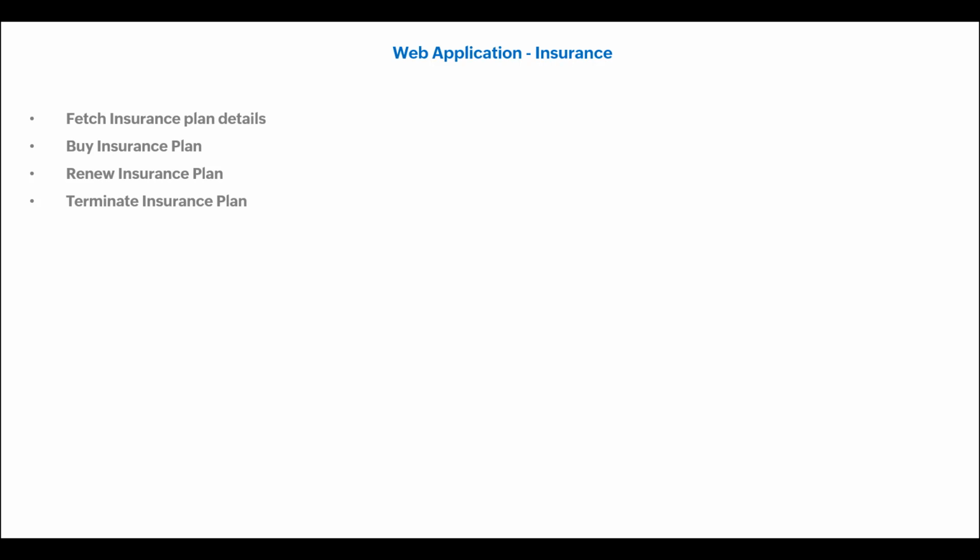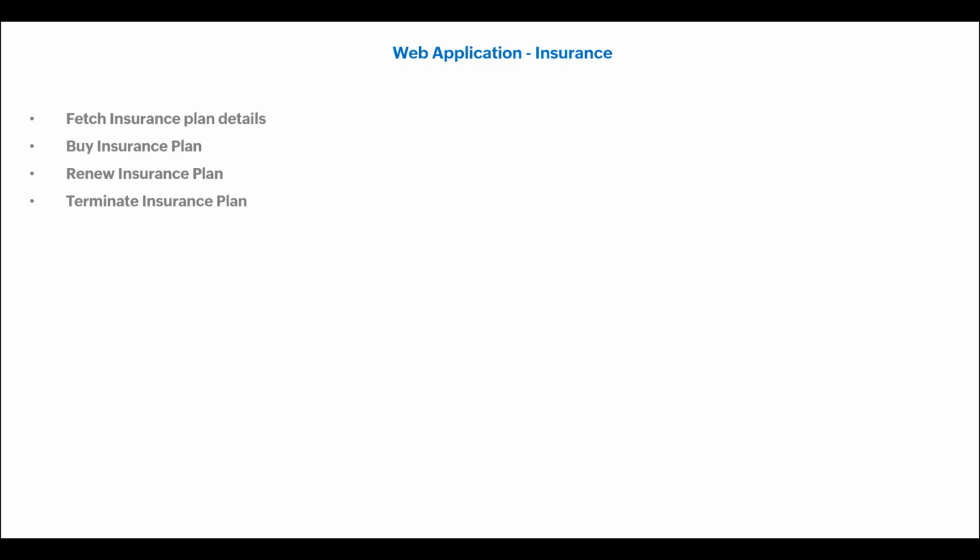Here the list of functionality expected from the web application is: customers should be able to browse the available insurance plans and prices, and the customer should be able to buy an appropriate insurance plan, and upon expiry the customer should be able to renew his insurance. Finally, the customer should be able to terminate his insurance if required.